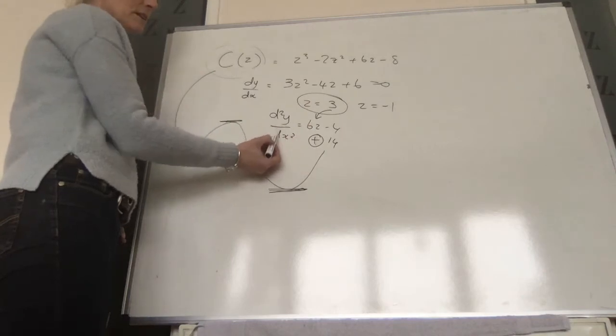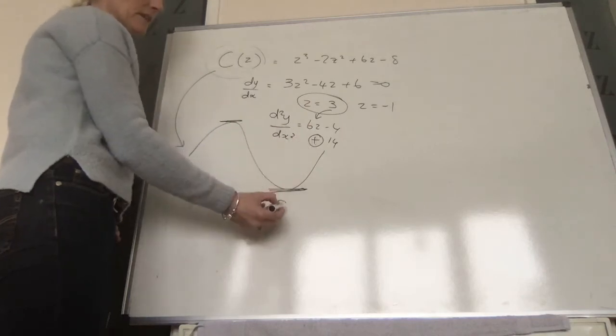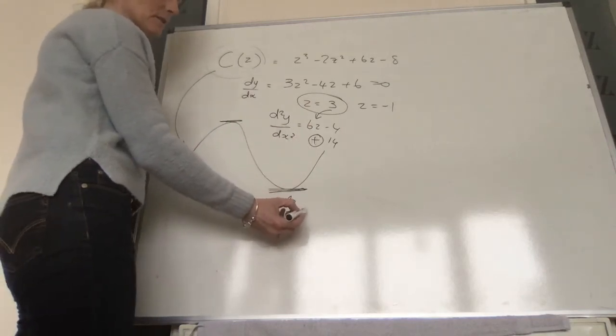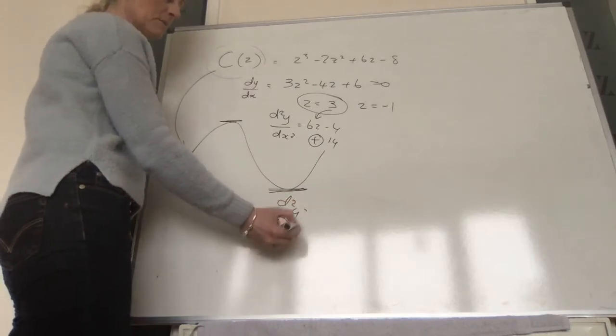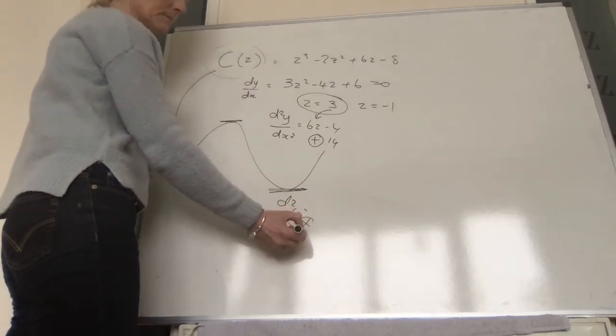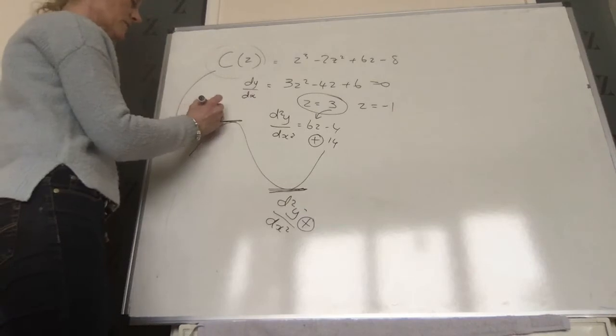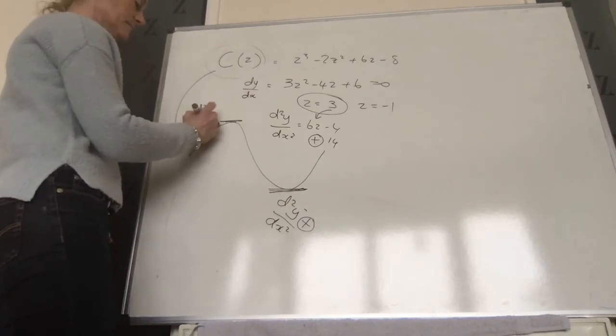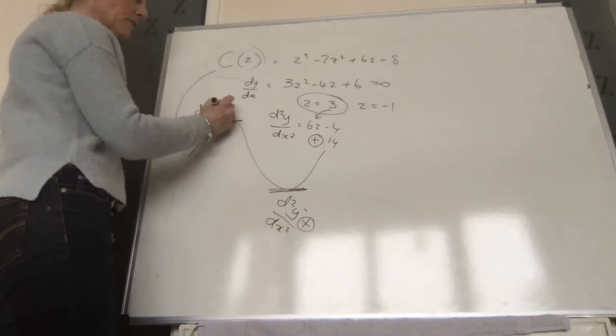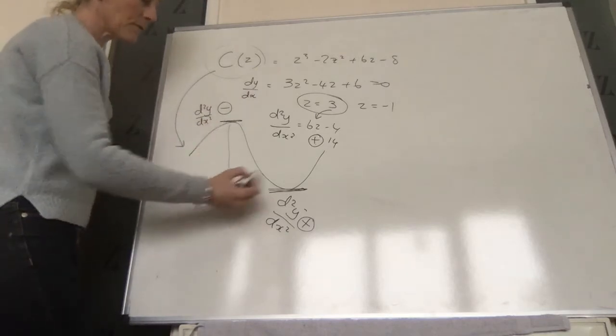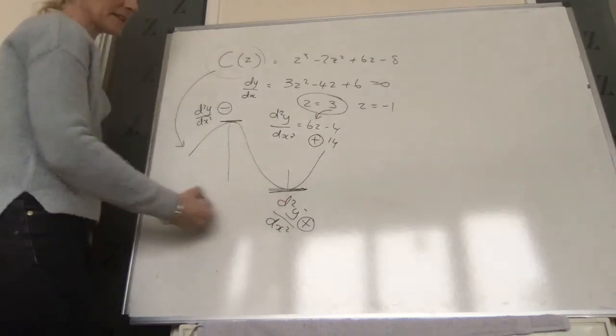Remember, when d2y dx squared is positive, that is your minimum. And when d2y dx squared is negative, that will give you your maximum for those two values of z in this case.